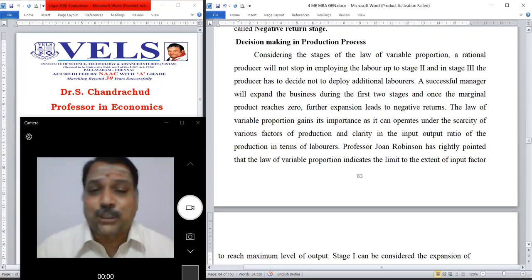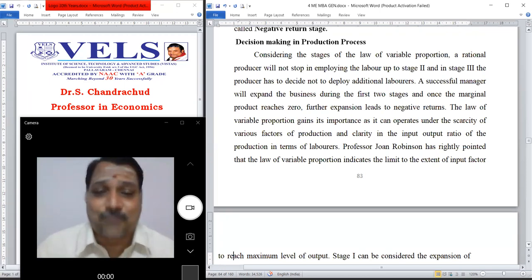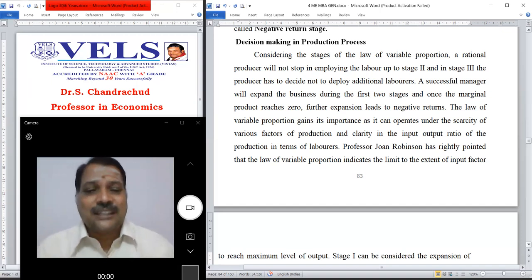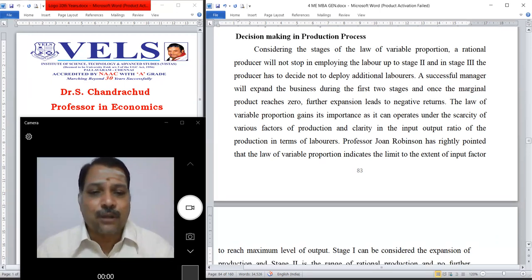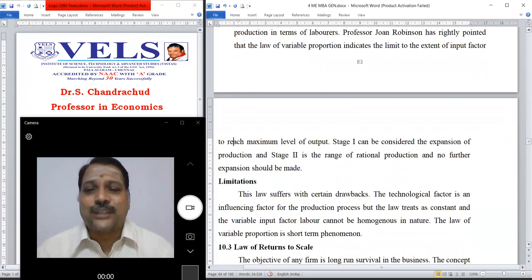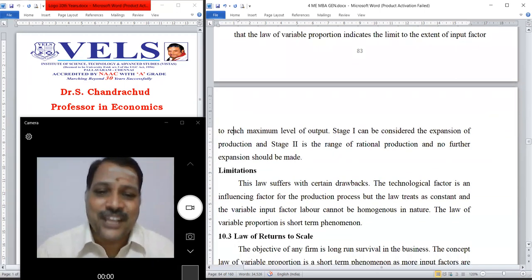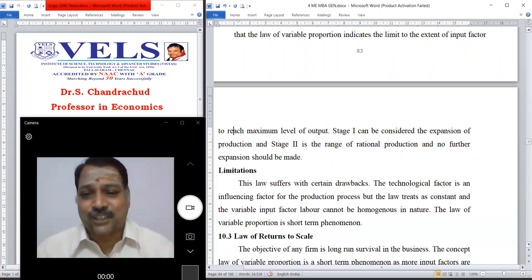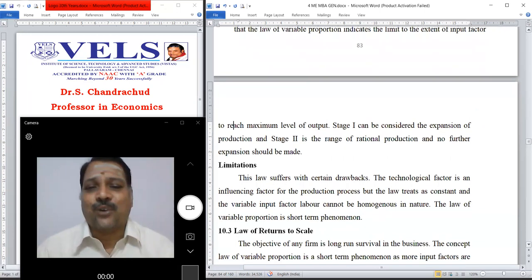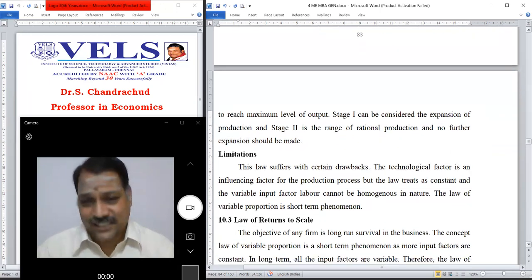The law of variable proportion gains its importance as it can operate under the scarcity of various factors of production and the clarity of input-output ratio of the production in terms of laborers. Professor Robinson pointed out that the law of variable proportion indicates the limit to the extent of the input factor to reach the maximum level of output. Stage 1 can be considered as expansion of production, stage 2 is the range of rational production, and there is no further expansion in the final stage.